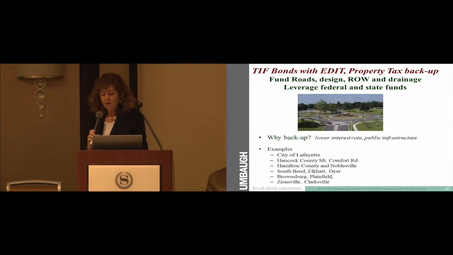And that brings up that there are a number of communities where, when they're doing infrastructure type projects to help develop an area, they may help fund the infrastructure and use the TIF from the potential developments to help fund the road work, which will then facilitate additional development. In that case, a lot of times they're able to leverage federal funds to also help with their road projects. And so they are willing to use their backup of their property taxes, the whole city's or the whole county's property taxes, behind that bond issue. So not only are the bonds payable from TIF, but also from property taxes. Some examples are Lafayette, Hancock County, Hamilton County, Noblesville, Plainfield, Brownsburg, and so forth.